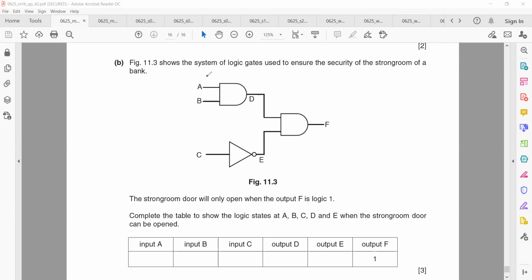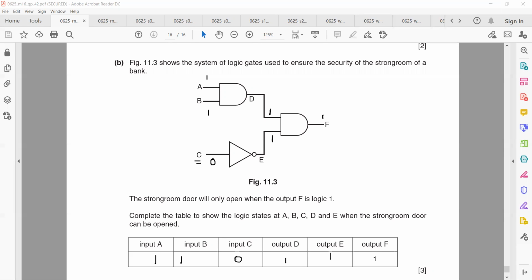Example, if I took A as 1 and B as 1, what will be output D? The output D will be 1. So output D is 1, and that is the input for F. And what should be the input C? Input C should be 0, because if C is 0, when it passes through the inverter, the output will be 1, because I need these two to be 1 so that the final output will be 1.